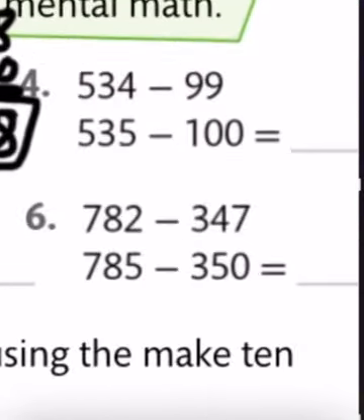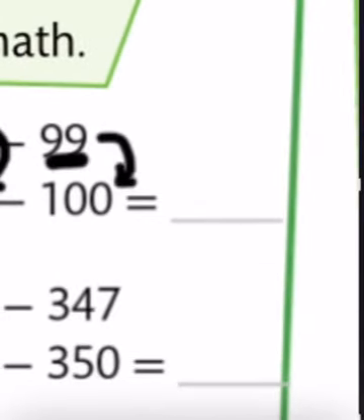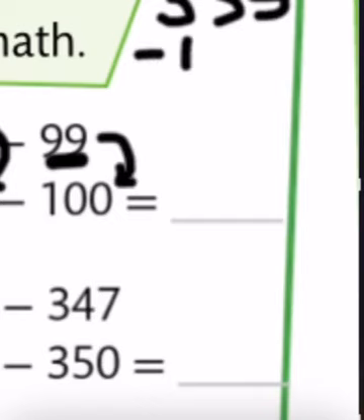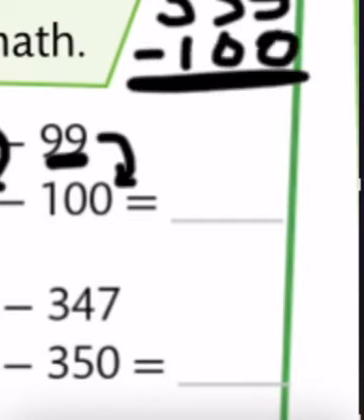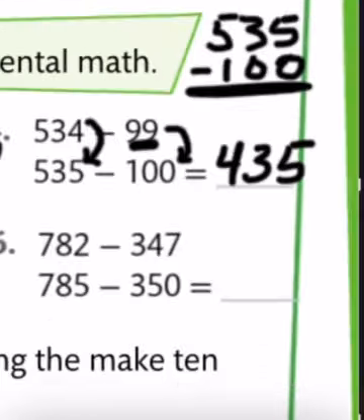Number 4, very similar. We were subtracting 99, and we add 1 to 99 to get to 100. Much easier number to subtract with. Since we added 1 to 99, we have to add 1 to 534, which gets us 535. 535 minus 100 is 435. Okay.